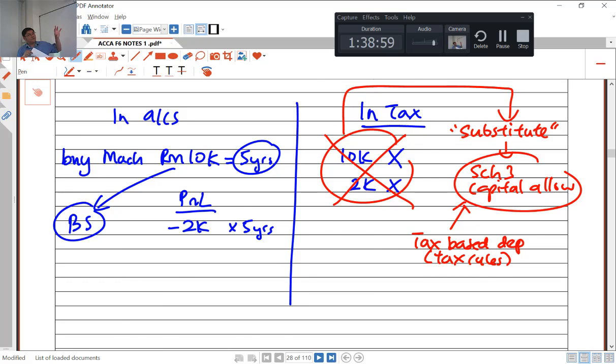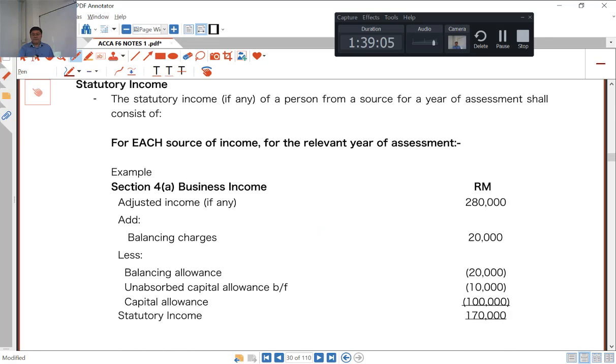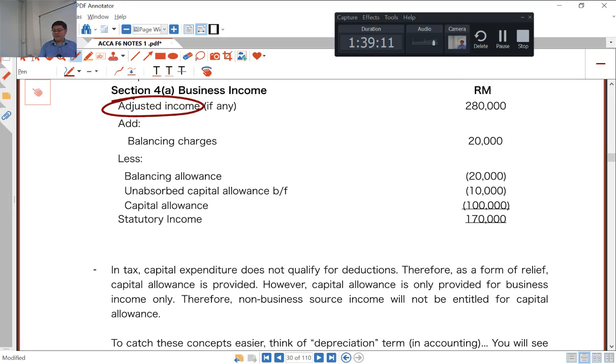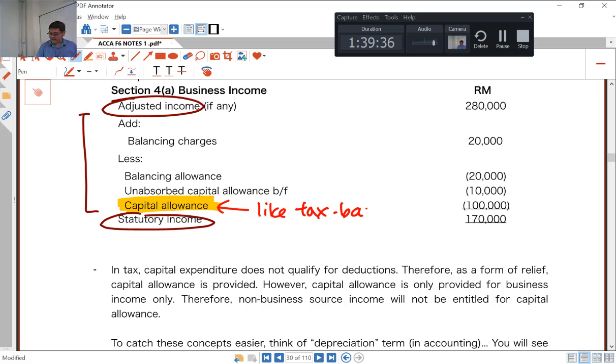Now we'll come into the concept called capital allowance, which is what we see here. After you come to adjusted income, in order to come to statutory income, this is the stage where we deal with all that depreciation stuff. But we don't call it depreciation, we call it capital allowance. That's where capital allowance comes in. What is that? This is like a tax-based depreciation.